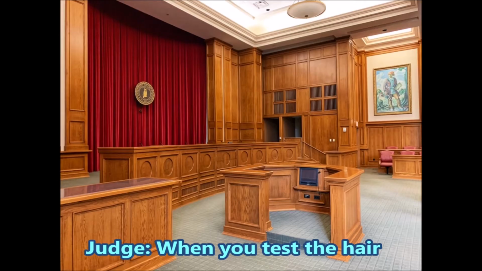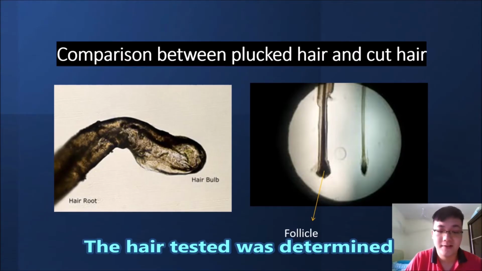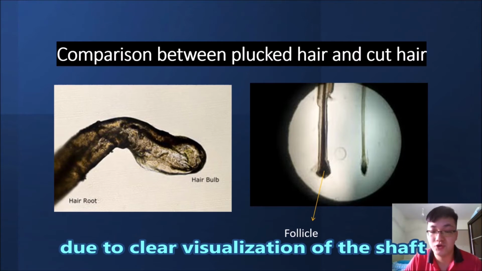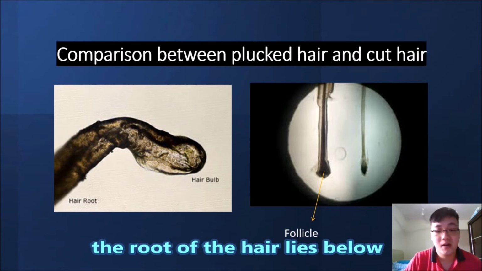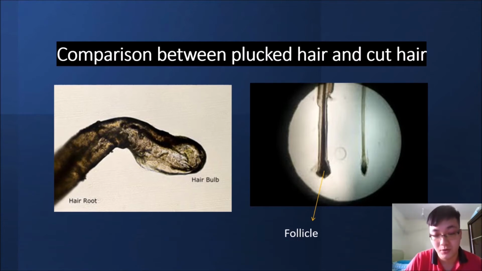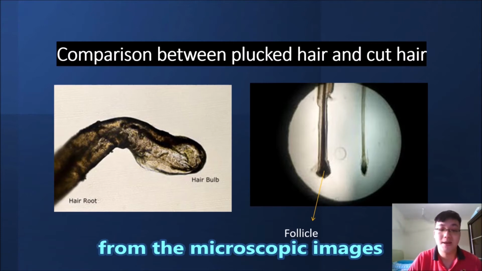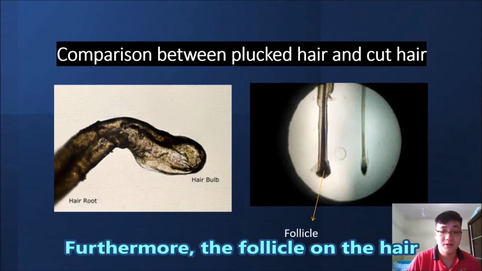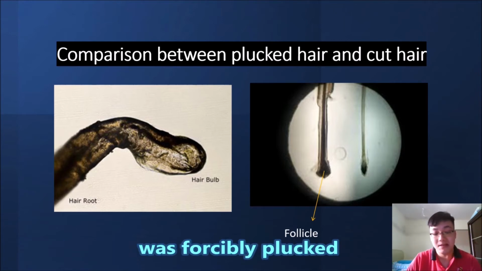When you test the hair, what was the result? The hair tested was determined as plucked hair due to the clear visualization of the shaft of the hair projecting from the skin. The root of the hair lies below the epidermis, and the root end, called the proximal shaft, can be clearly seen from the microscopic image. Therefore, the follicle on the hair can also determine that the hair was forcibly plucked.